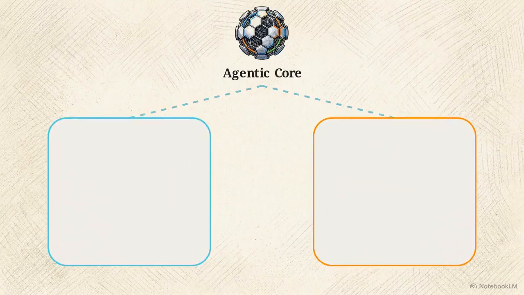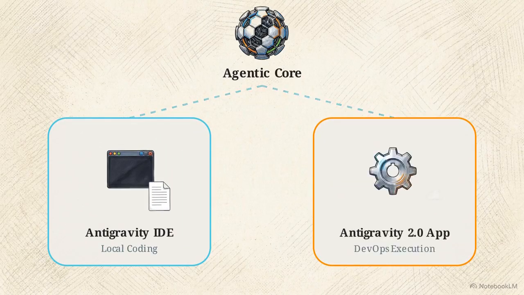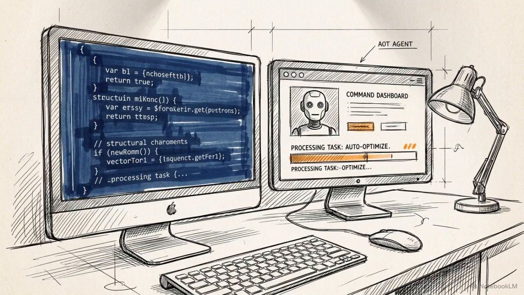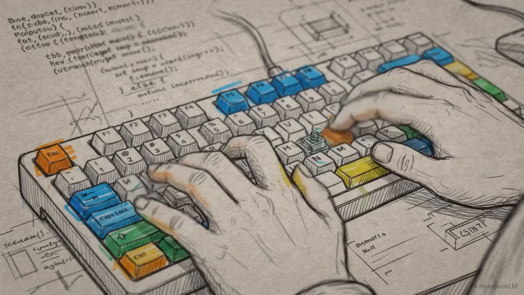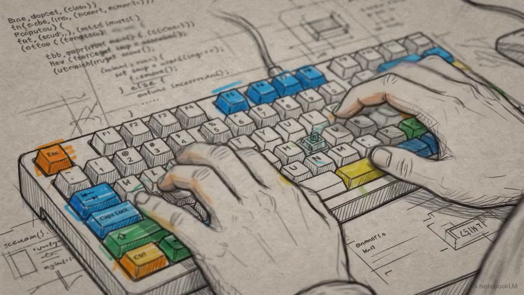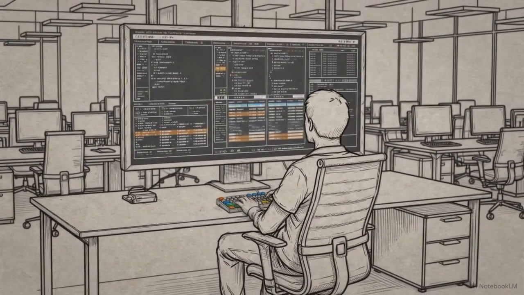This means using two separate applications to handle your standard local coding and your automated DevOps execution. By the end of this setup, you will be able to hand off a local project to an autonomous agent and watch it deploy your code to a live web host in minutes. We are moving past writing individual lines of text. You are stepping up to manage an entire AI development team.